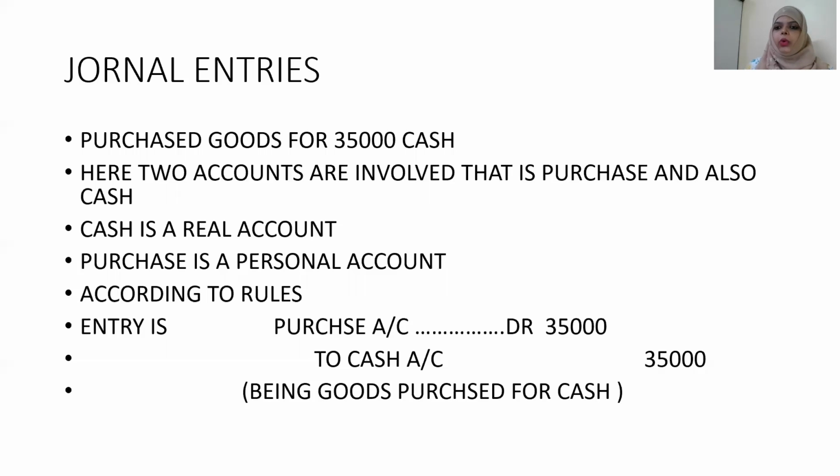Real account is debit what comes in, credit what goes out. Personal account is debit the receiver and credit the giver. Here the purchase account is receiving the 35,000, means the purchase account is to be debited, and credit what goes out, cash is going outside the business. So to cash account, that 35,000 rupees is credited. Narration is goods purchased for cash.